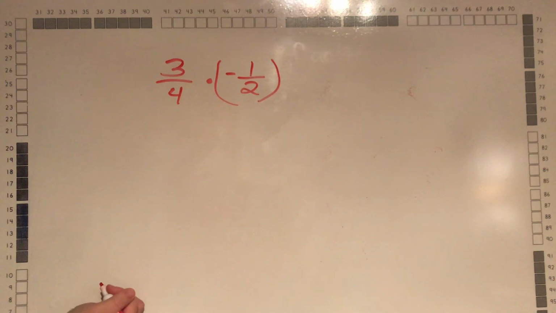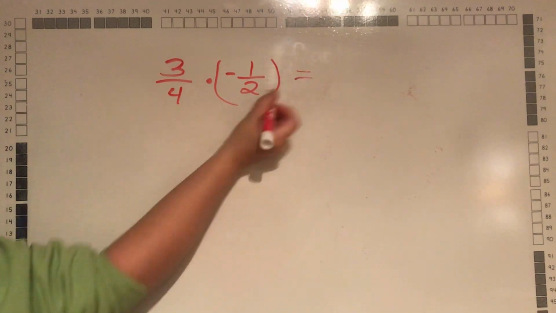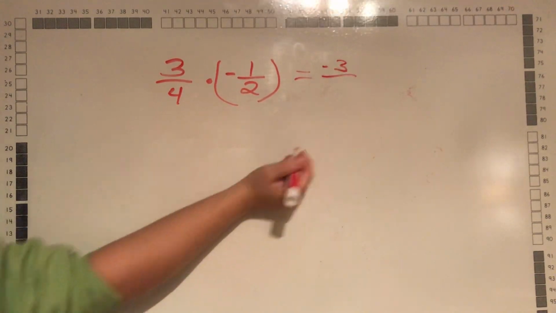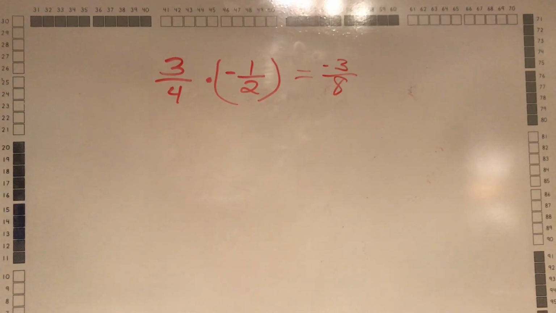And if we multiply that out, we have 3 times negative 1, which is negative 3, over 4 times 2, which is 8. And if we look at that number, 3 does not go into 8, therefore we cannot simplify that any smaller. So our answer would just be negative 3 over 8.